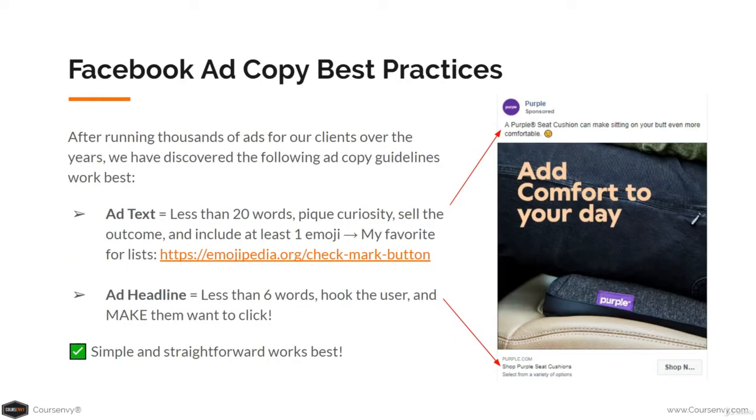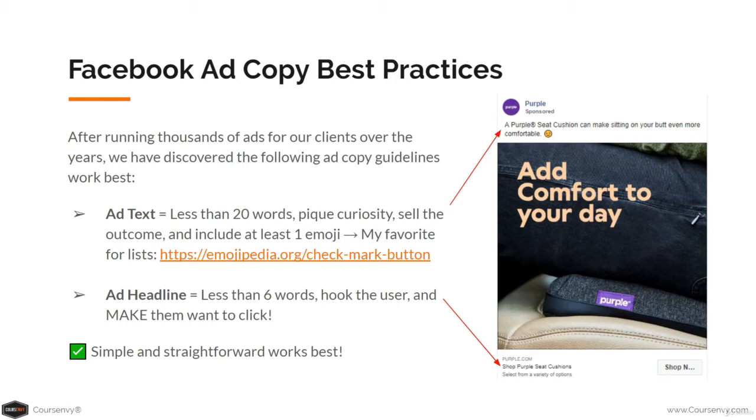So some Facebook ad copy best practices. After running thousands of ads for our clients over the years, we have discovered the following ad copy guidelines work best. For ad text, the primary text field, less than 20 words that pique curiosity, sell the outcome, and include at least 1 emoji. My favorite for a list is the green checkbox here at emojipedia.org. And then for ad headline, it is less than 6 words.